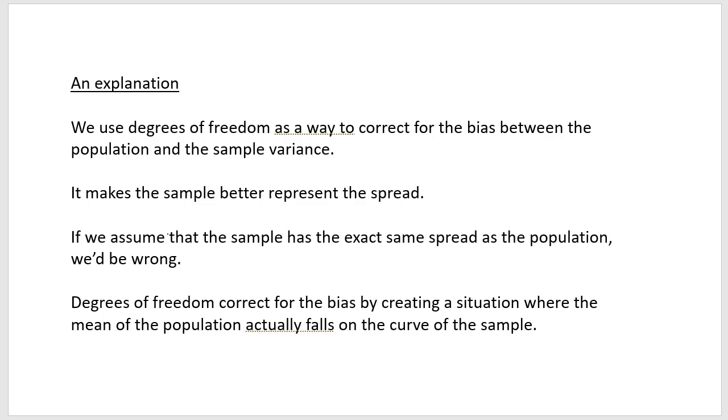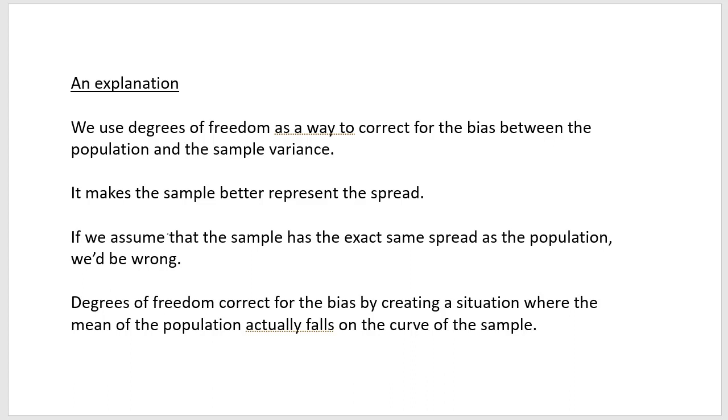We use what are called degrees of freedom as a way to correct for the bias between the population and sample variance. What that means is this. When we have an entire population of individuals, let's say that there are 1,000 people that go to Olivet College, and we sampled 100 of them. And we wanted to compare that sample mean to the population mean at Olivet College.